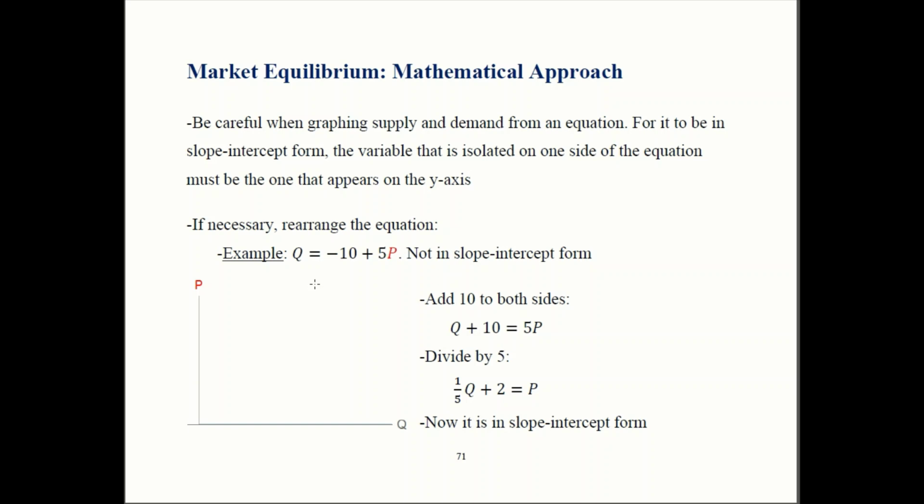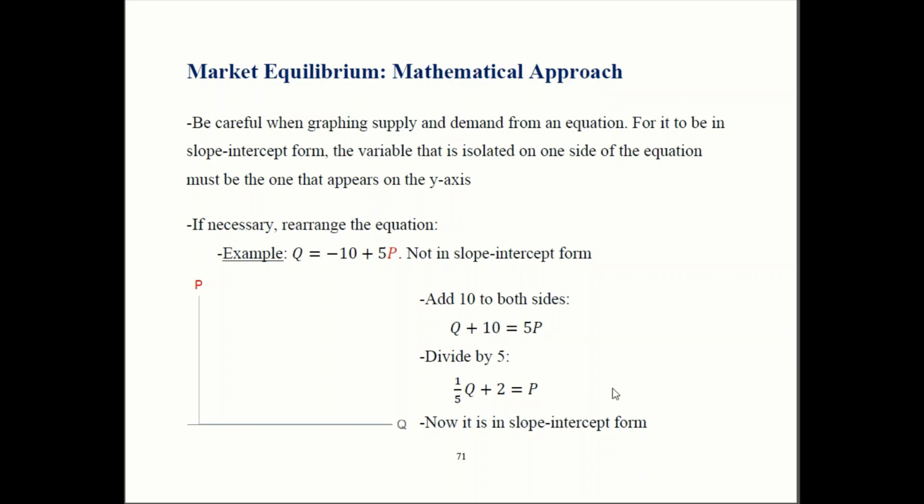So in this case, here's how you would tackle it. We can first just add 10 to both sides. So now we have a q plus 10 equals 5p. To isolate p, the next step you got to do is divide both sides by 5. So now we get 1/5 q. 10 over 5 is 2, so you have a plus 2 over there. So now I've isolated the p, and now I have slope-intercept form. My intercept is going to be 2, and my slope is 1/5.